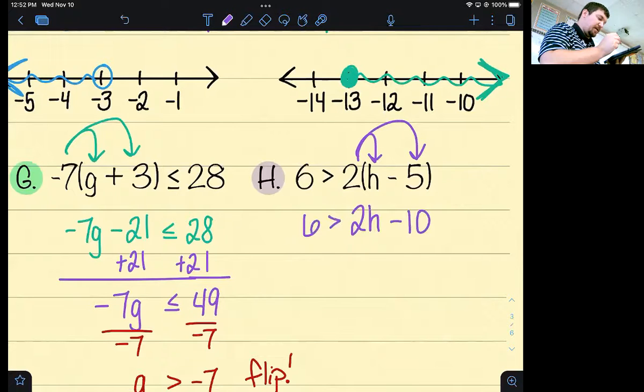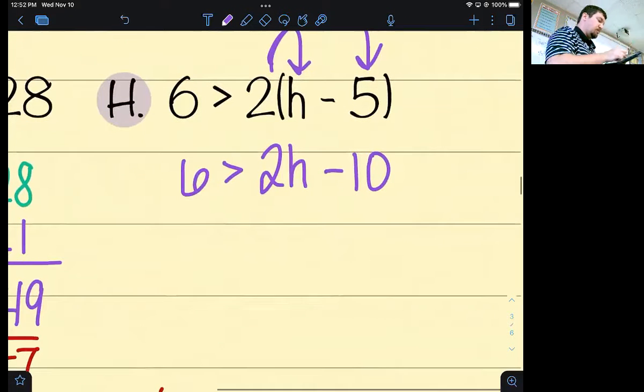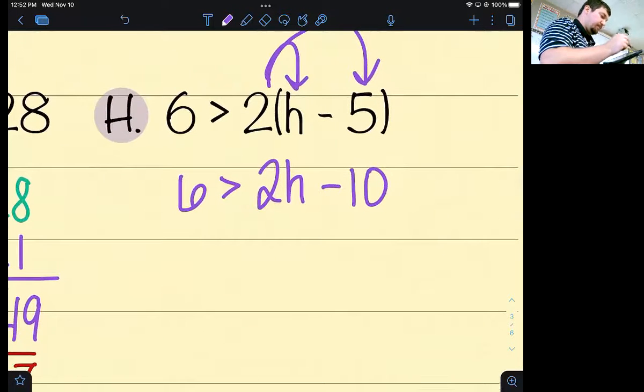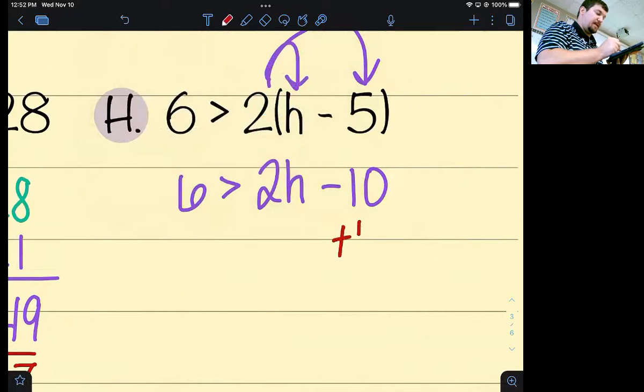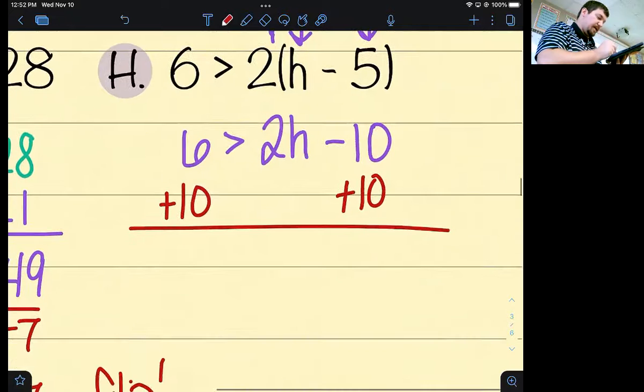Okay, Calvin, I'll give you another shot here. What's the cousin Eddie term we're going to try to get rid of? Nope, it's already on its own side. I'm looking for the term that shouldn't be with the variable. It's the -10. So I'm going to put +10. And Calvin, what's 6 + 10? 16. So I've got 16 and I've got the 2H.